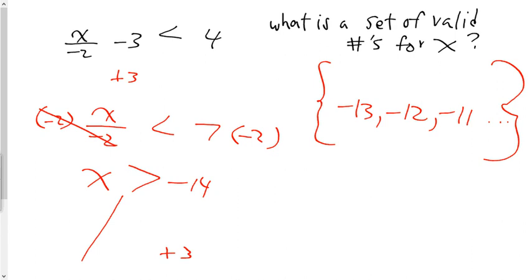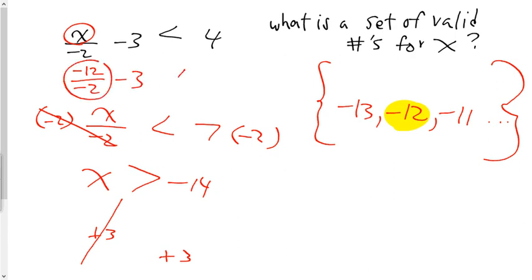On your test, you might be asked to verify your solution as being correct. In this case, you could take more than one number to verify. I always like to take the middle number in my set just to see if it's right. Insert that where my x is. So instead of x divided by negative 2, I put negative 12 divided by negative 2 minus 3. This works out to be 6. 6 minus 3 is 3. And therefore 3 is less than 4 and is a valid number.